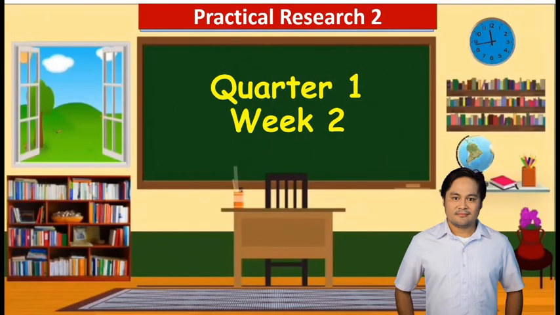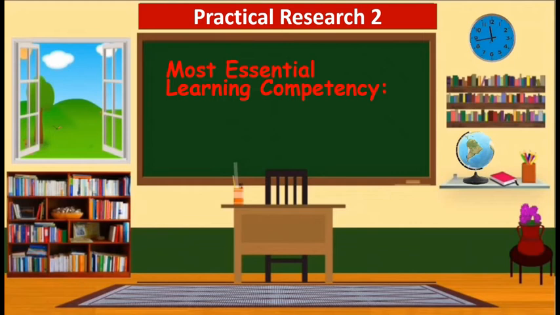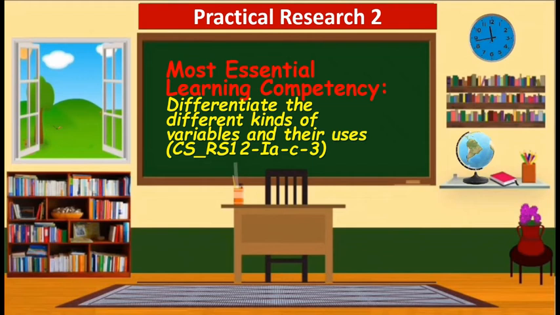Last week, you were given an overview of what quantitative research is. Today, let us continue on your journey of discovering and understanding research further. We are going to talk about something that is essential in understanding quantitative research. The most essential learning competency covered for this episode is: differentiate the different kinds of variables and their uses.